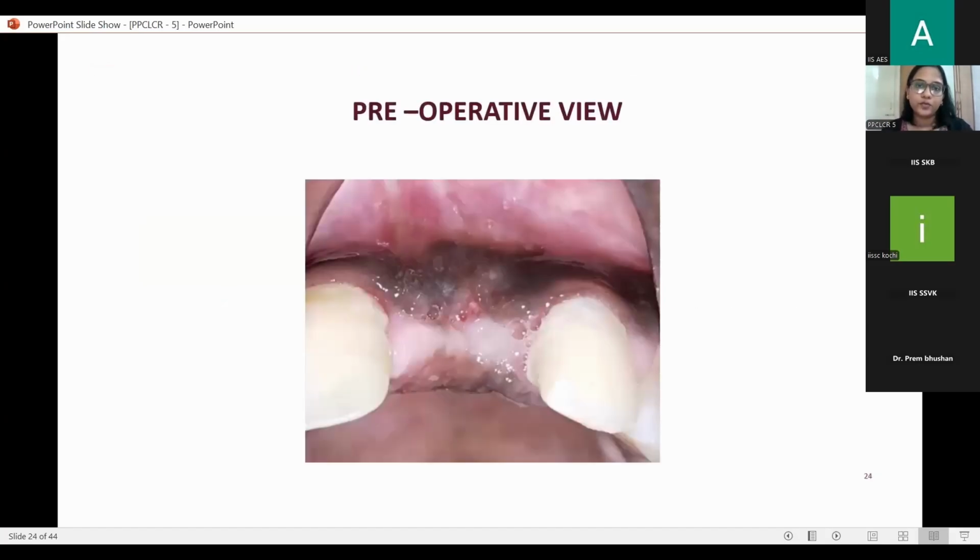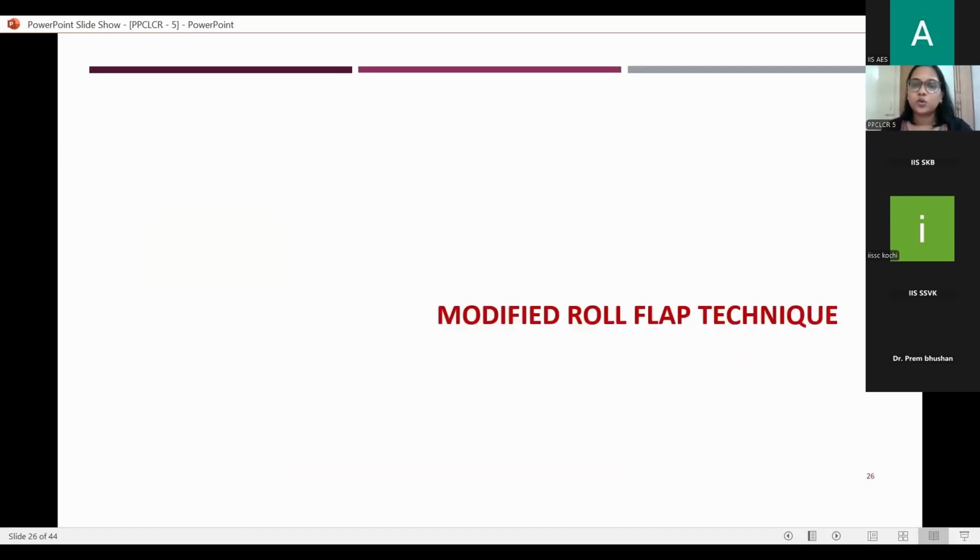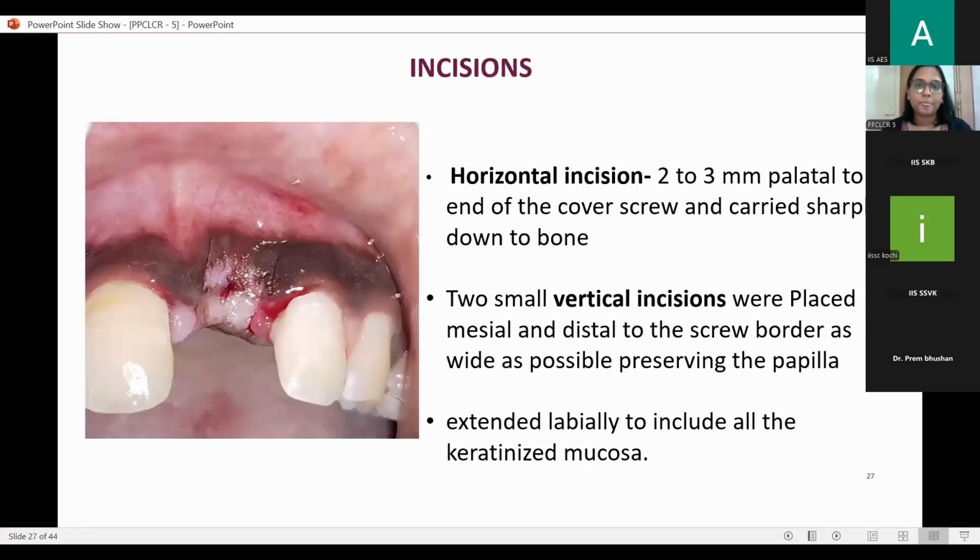And the preoperative view was this. And we measured the peri-implant mucosal thickness, and it was found to be 1 mm. So we decided to go for a modified roll flap technique. These are the incisions. A horizontal incision was placed 2 to 3 mm palatal to the end of the cover screw, and it was a full thickness incision.